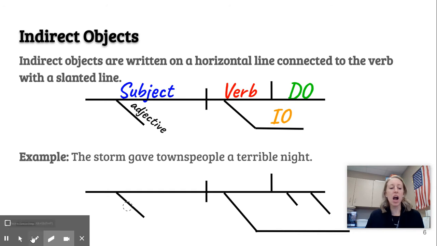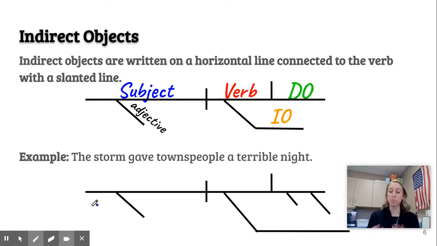All right, now we have to talk indirect objects. Okay, indirect objects are diagrammed completely differently from the other complements. The way that we diagram indirect objects is we put them on a horizontal line connected to the verb with a slanted line. So it just kind of looks like this. Okay, and the indirect object, you guys, is always going to go underneath the verb. Because remember, our indirect objects are always going to come between our verb and our direct object.